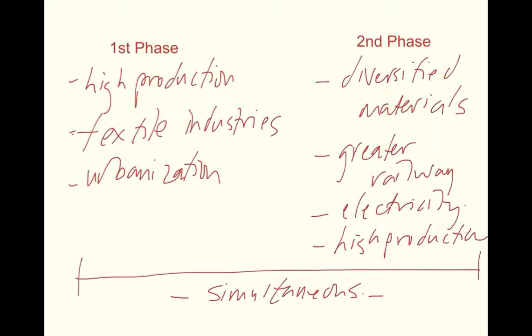It's also important to note that while there is a second phase of industrialization, the first phase of industrialization doesn't actually stop. It continues. So while the first phase had high production, more of a focus on things like textiles and increased urbanization, this continued as you get the second phase of industrialization, but the difference is that the second phase focused on more diversified materials, specifically natural resource development. The railway expanded, high production stayed the same, but the power source changed to electricity.